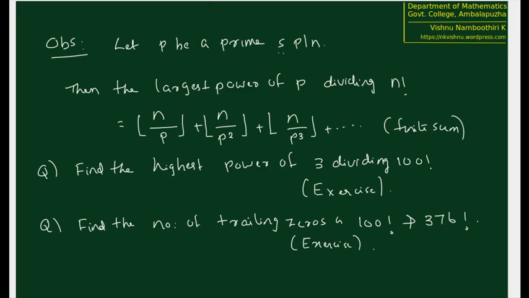Now we are going to see another application of the fundamental theorem of arithmetic. The fundamental theorem of arithmetic, in fact the canonical decomposition, can be used to find the GCD of two numbers.